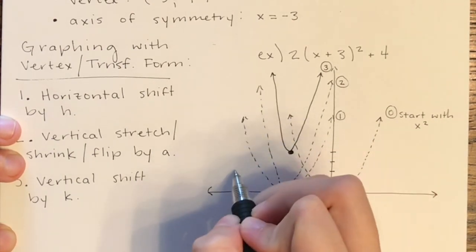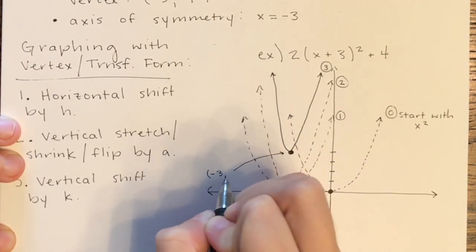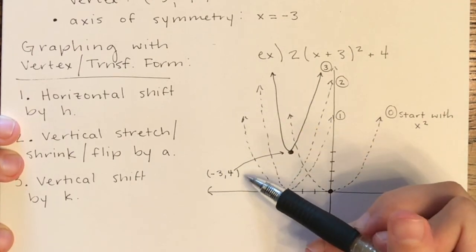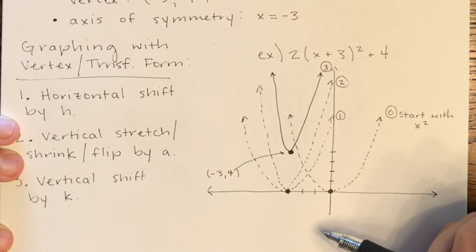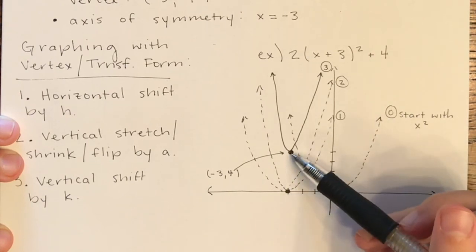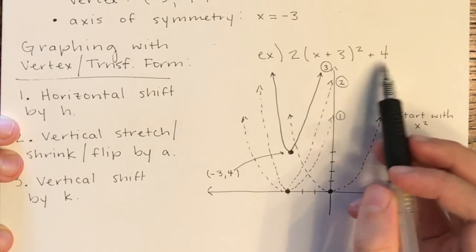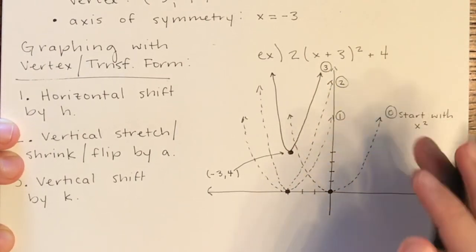So this point is -3, 4, which is exactly what we said our vertex was going to be. So first of all, that's why we have to flip the sign of h, because we're moving in the opposite direction. And then second of all, that's why this is called both vertex and transformation form, and how we can find both from this form.